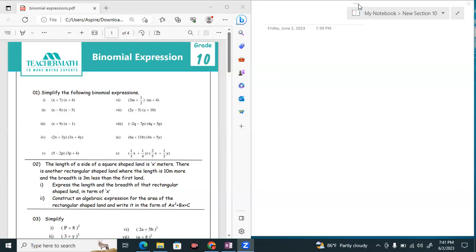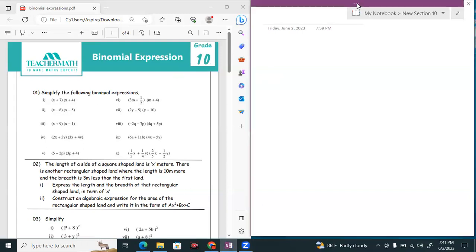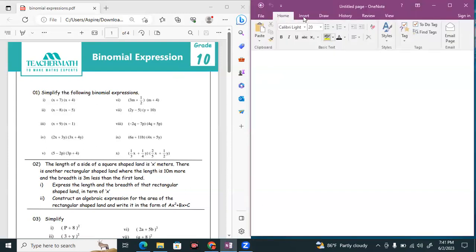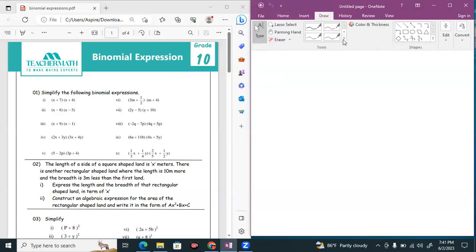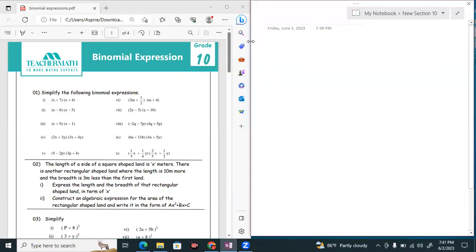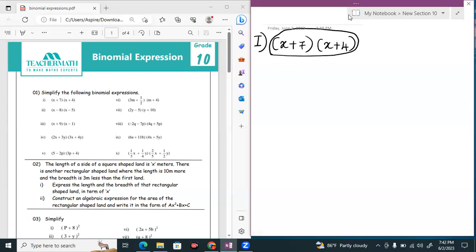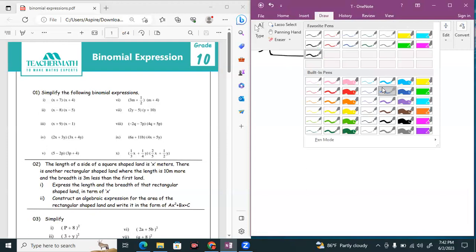What do we have to do here? Simplify the following binomial expressions. They have given a product of binomial expressions, no? If we consider the first one, it is x plus 7 into x plus 4. Okay? Then this is what we call a product of binomial expressions.